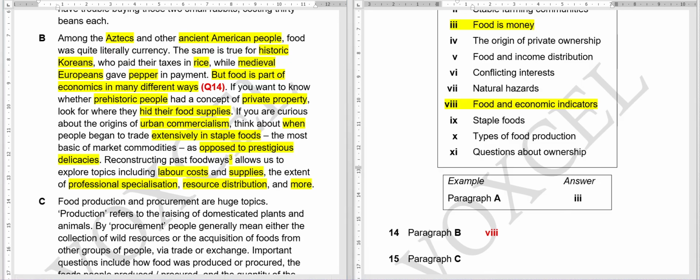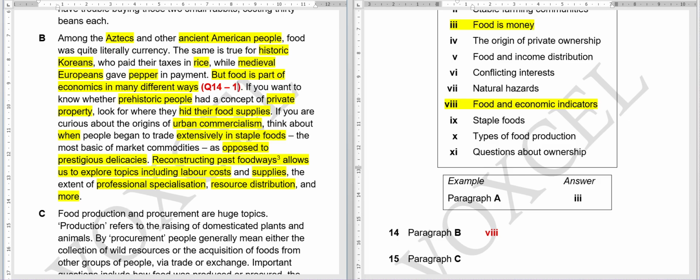Also, some information is given here. Reconstructing past foodways, like how past people ate, allows us to explore topics including labor cost and supplies, extent of professional specializations, or things like that. So it will help us to tell about the cost. So you can talk about that also. I hope it is clear. Let me do this, so that you don't get confused when you look at the answers.